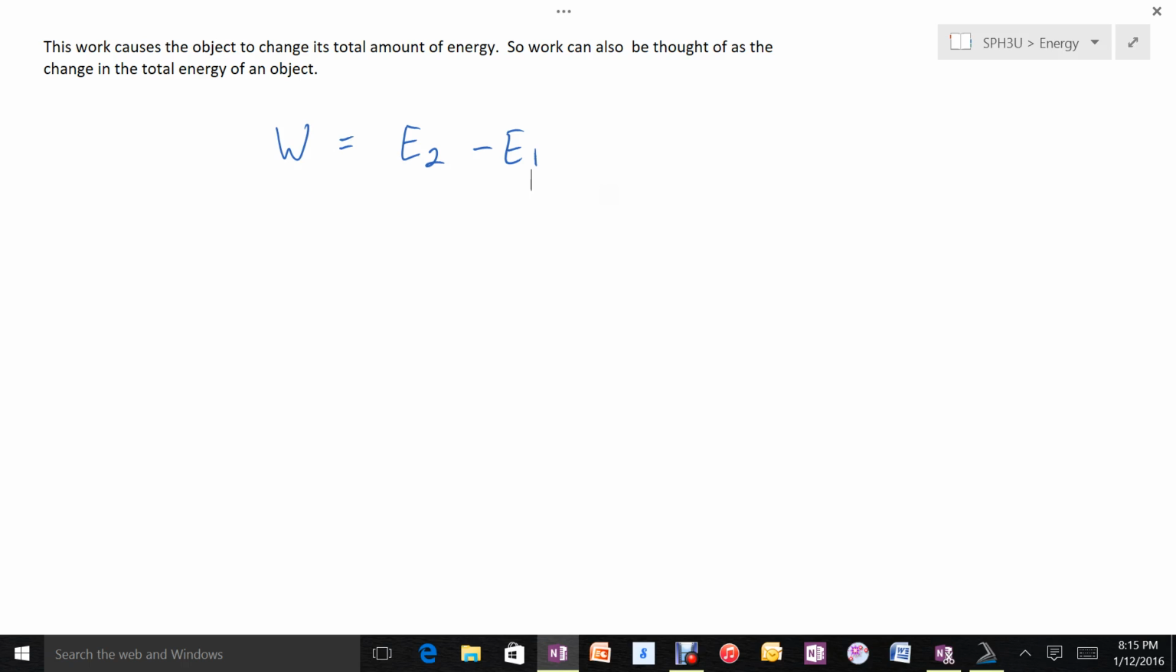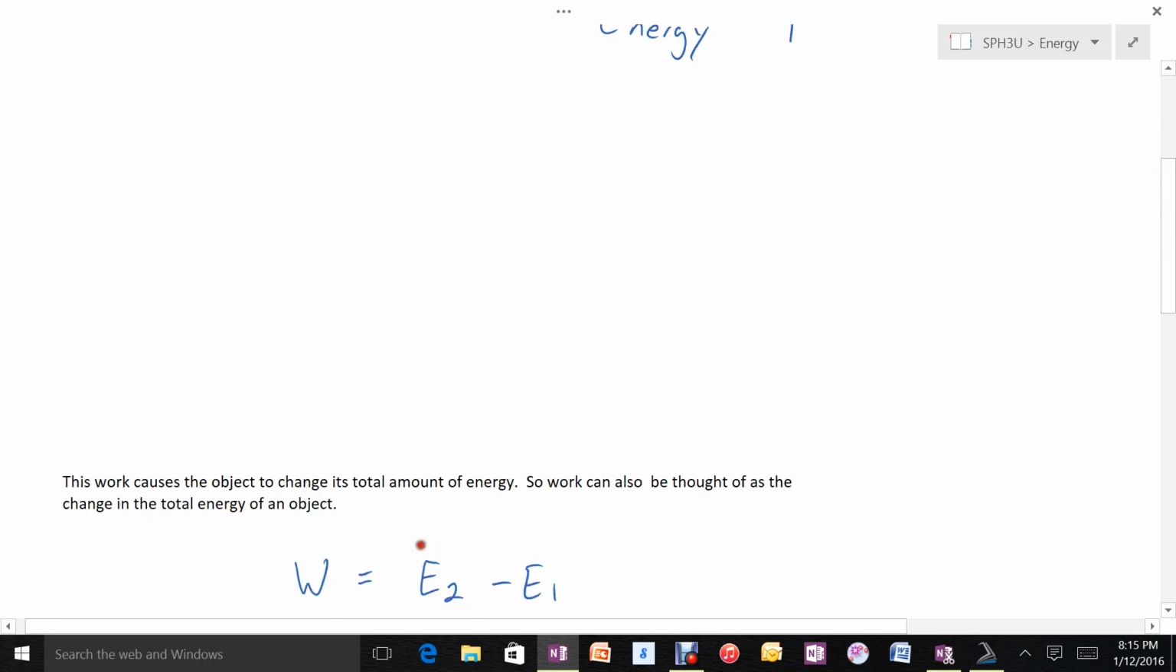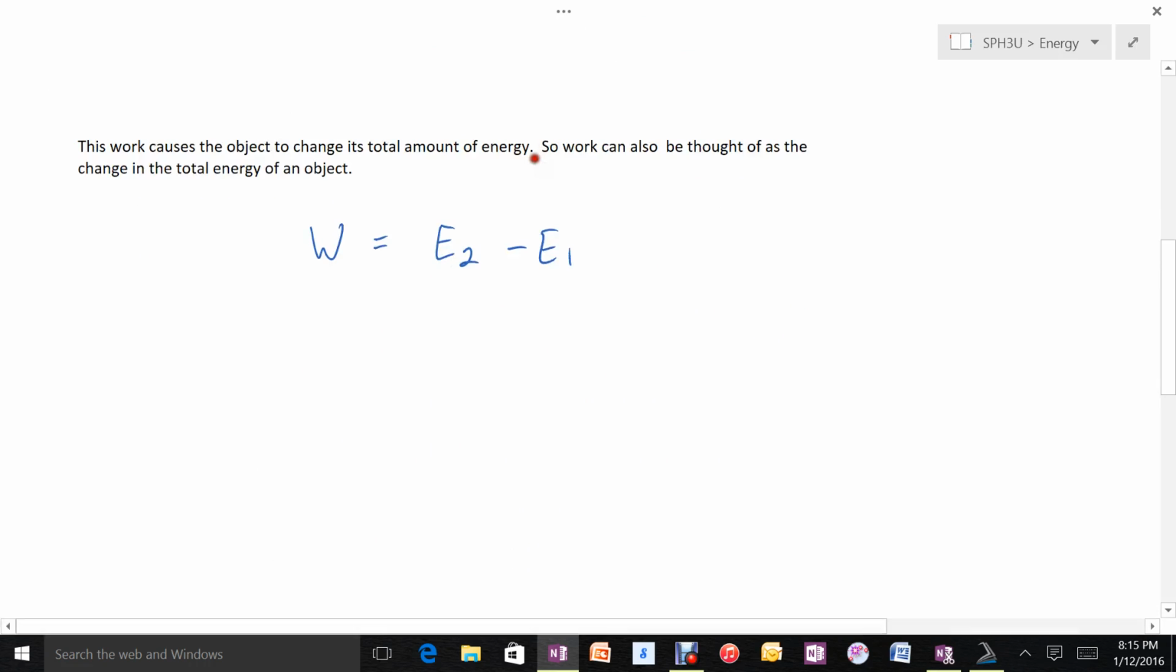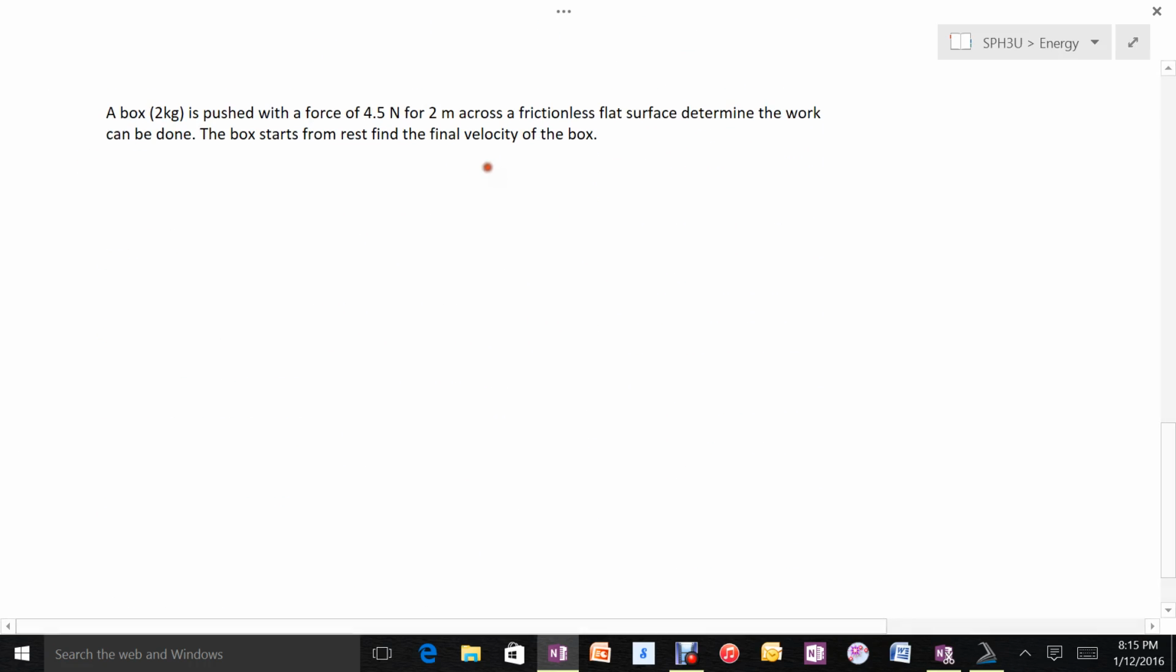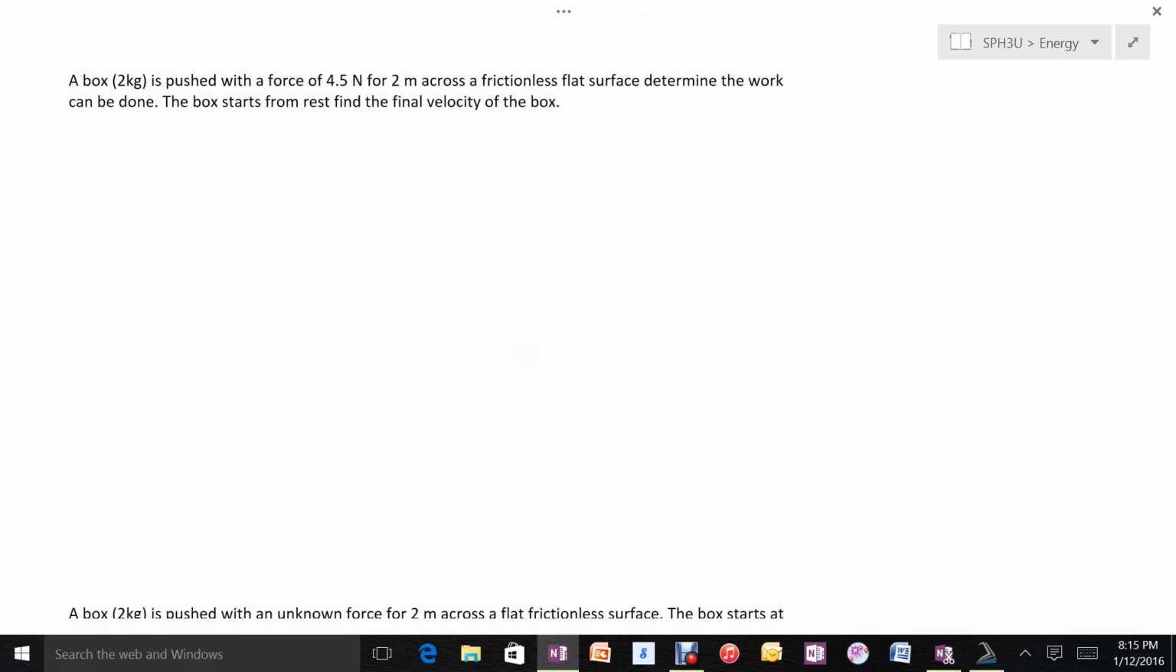What I'm going to do now is two physics problems. They're actually identical problems, but we're going to see how we can calculate work by looking at the force or by looking at the resulting energies. A box, 2 kilograms, is pushed with a force of 4.5 newtons for 2 meters across a frictionless flat surface. Determine the work that can be done. The box starts from rest. Find the final velocity of the box.